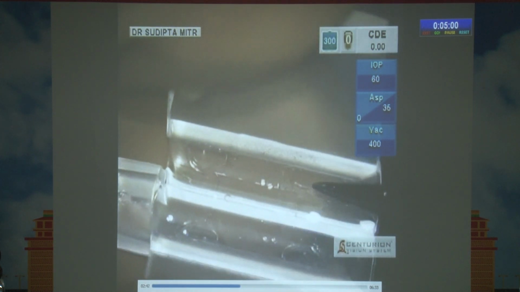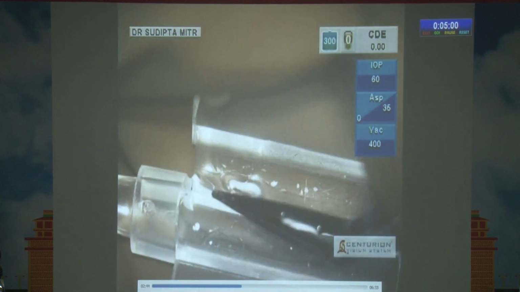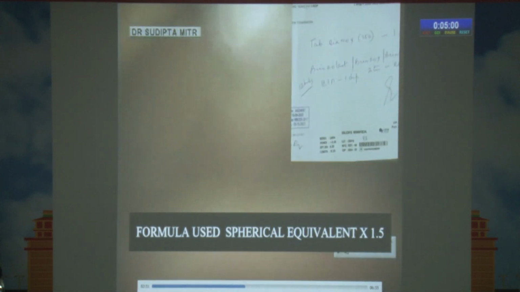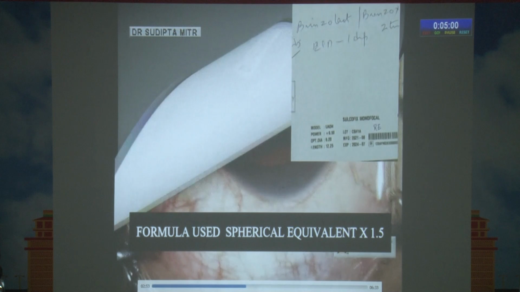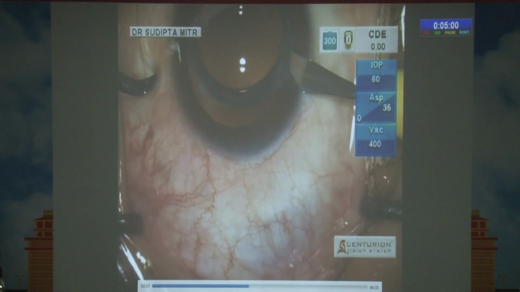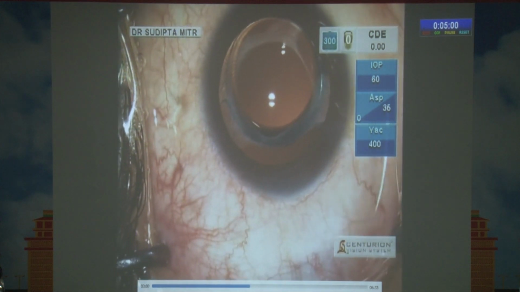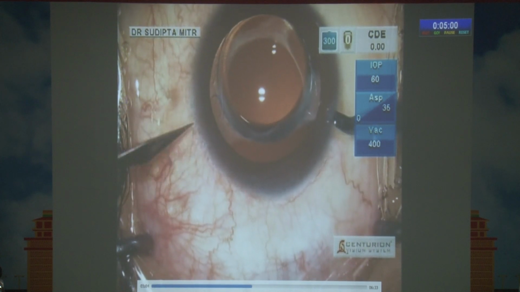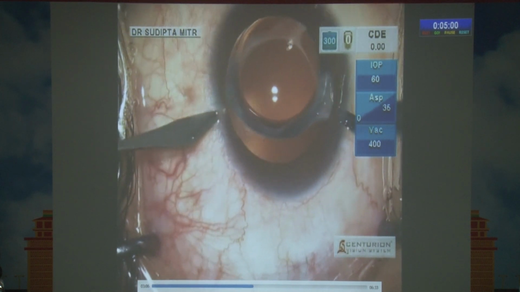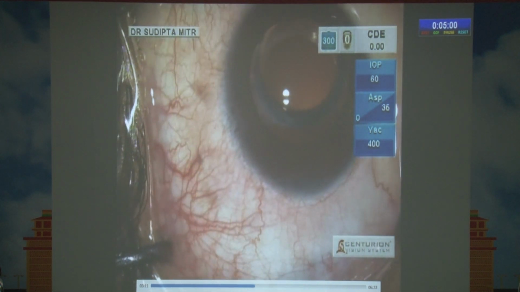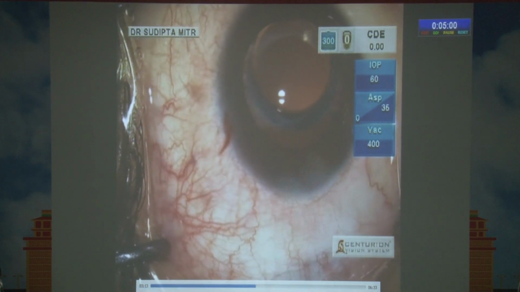Most of us who are doing phakic IOLs would be acquainted with these types of lenses, and this was nothing different, just 4 thin haptics. We used 6.5 in the first eye, the right eye, and the formula was 1.5 times the spherical equivalent. Just like a phakic IOL, you can see the posterior chamber IOL sitting in the bag beautifully, and we used 2 side ports horizontally opposite, and a 2.8 millimeter keratome to make the main wound.